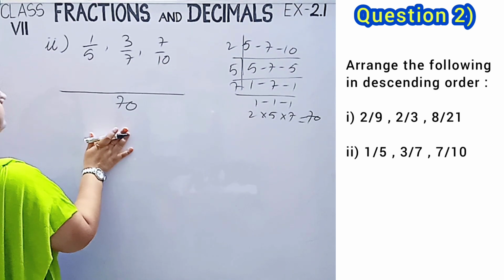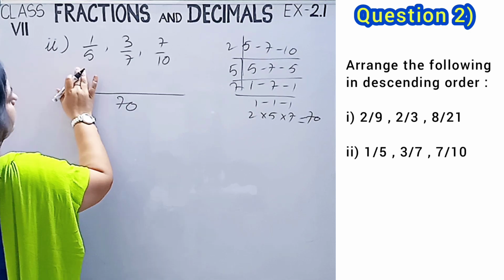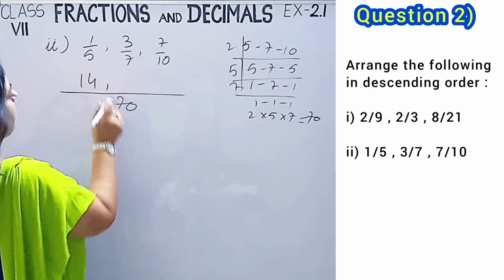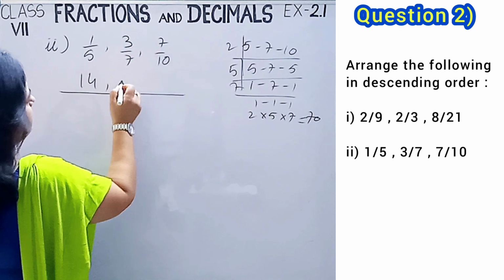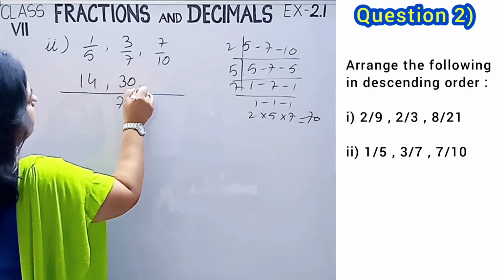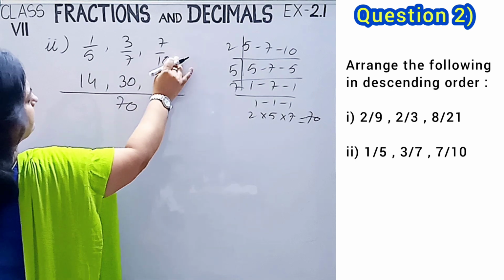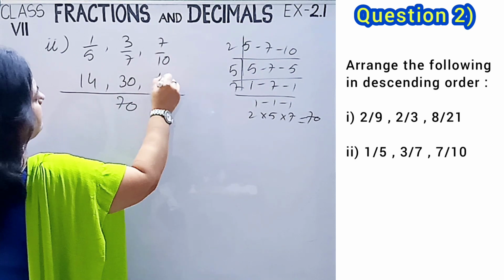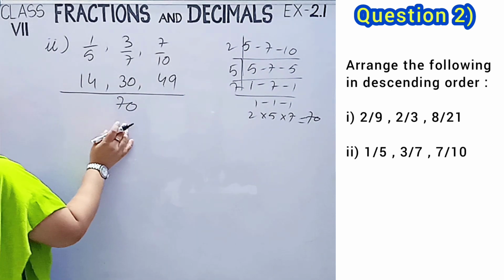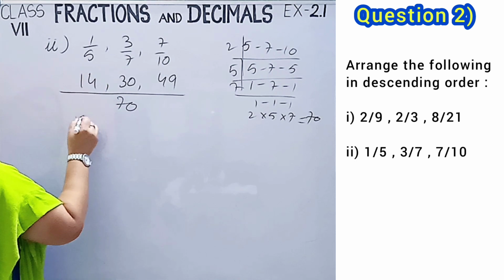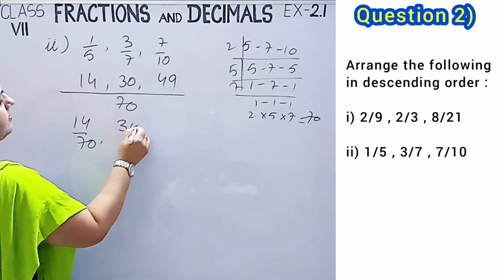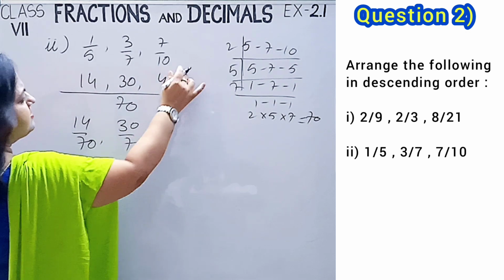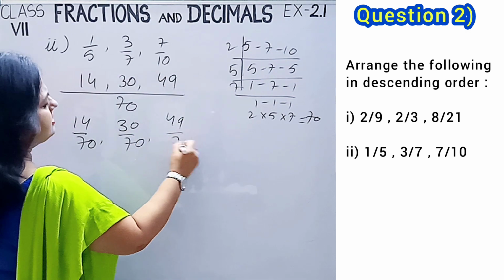So we will divide 70 by 5. We get 14. Then divide 70 by 7. We get 10. 10 3s are 30. Divide 70 by 10, 7. 7 7s are 49. So separating here: 14 by 70, 30 by 70, and last one is 49 by 70.